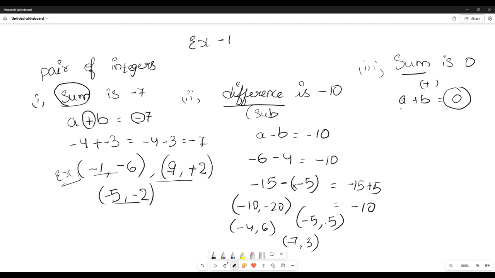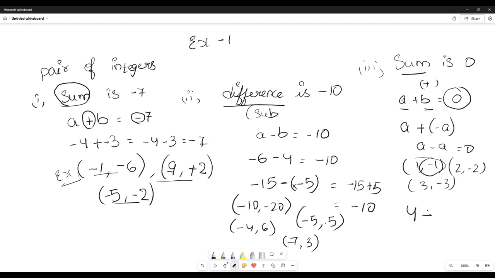To get the 0, we have to take the negative value of the first number. Like if a is the number, we have to take the negative value of that number because here they have given us a positive sum. So a plus of minus a is a minus a, which is equal to 0. We have a number of examples like 1 comma minus 1, 2 comma minus 2, 3 comma minus 3.